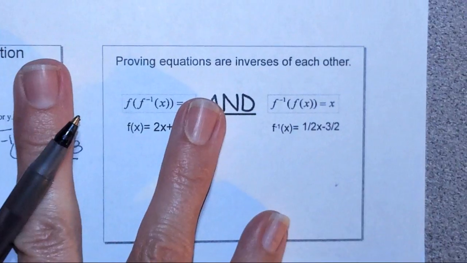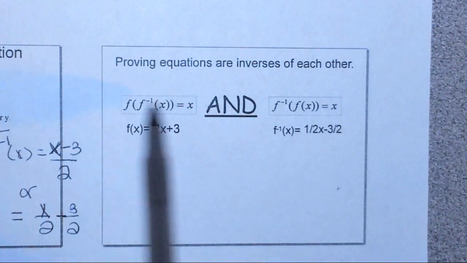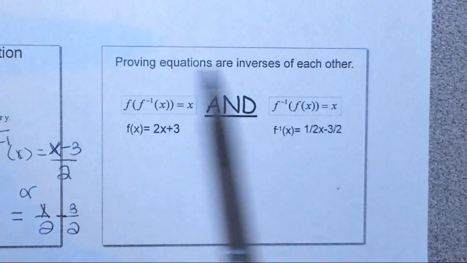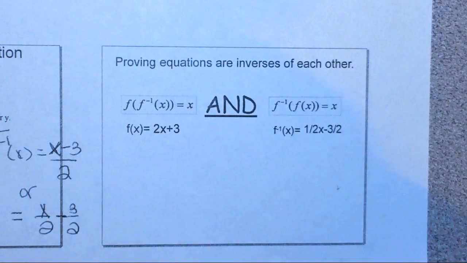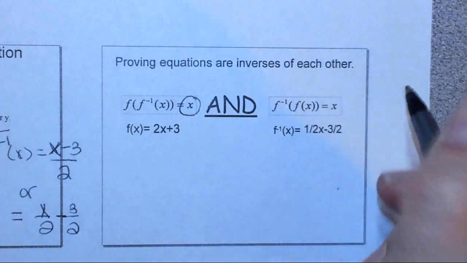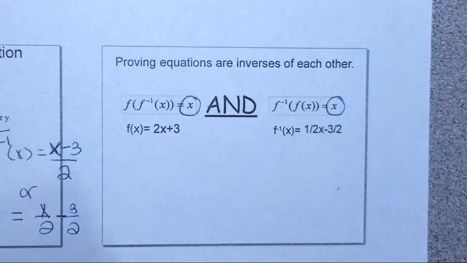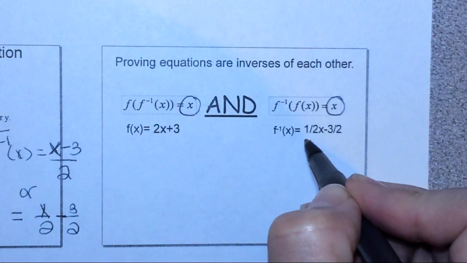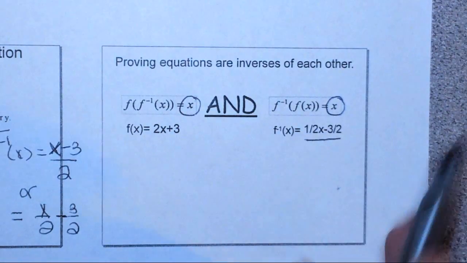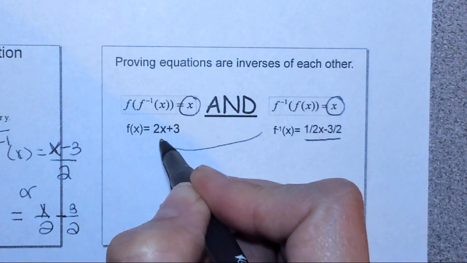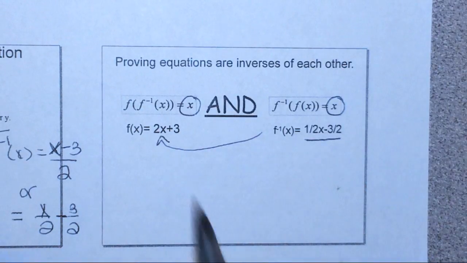And the last thing we covered while you were out today is how to prove two equations are inverses. Two equations are inverses if and only if the composite of each other are both x. So we're going to do two composites. The first composite we're going to do is take our second function and plug it into our first function. That's the first thing I'm going to do.